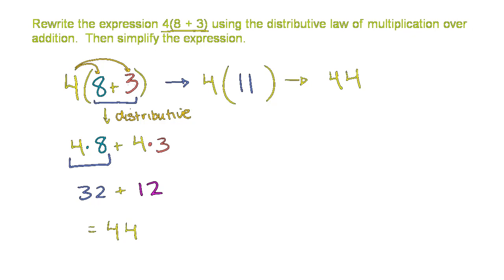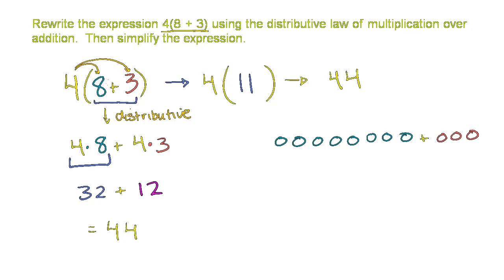Now let's think about why that happens. Let's visualize just what 8 plus 3 is. So let me draw 8 of something. 1, 2, 3, 4, 5, 6, 7, 8. And then we're going to add to that 3 of something, maybe the same thing. 1, 2, 3. So you can imagine this is what we have inside of the parentheses. We have 8 circles plus 3 circles.